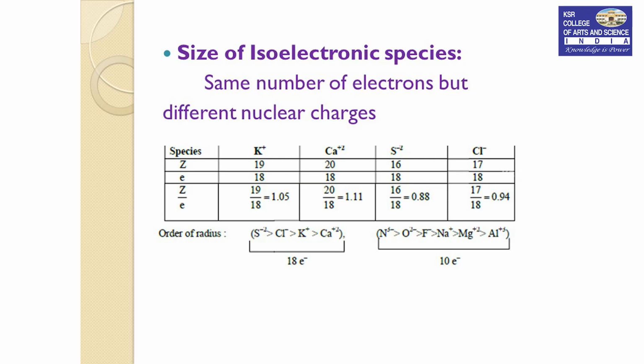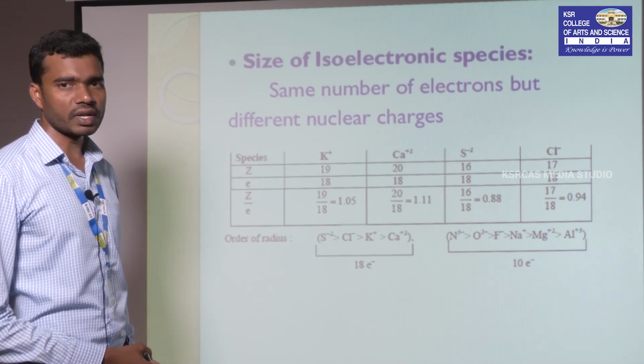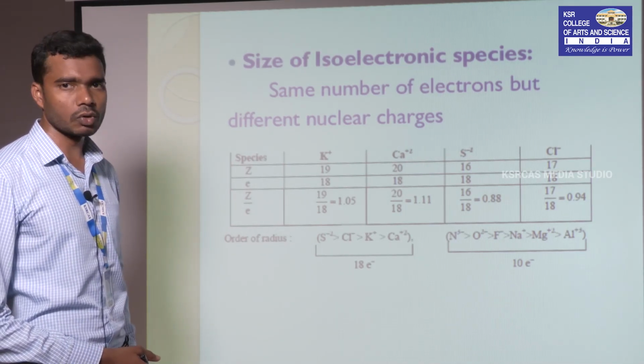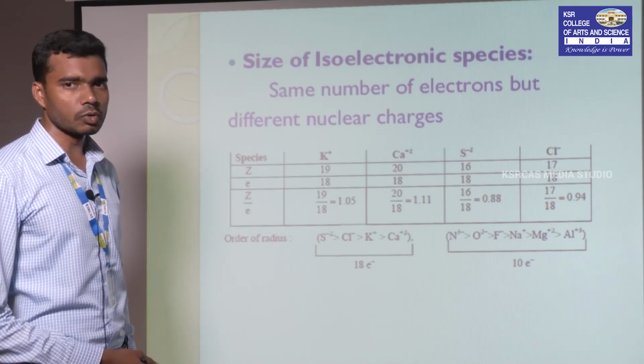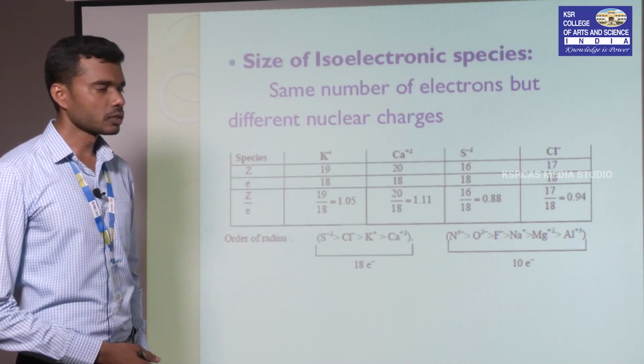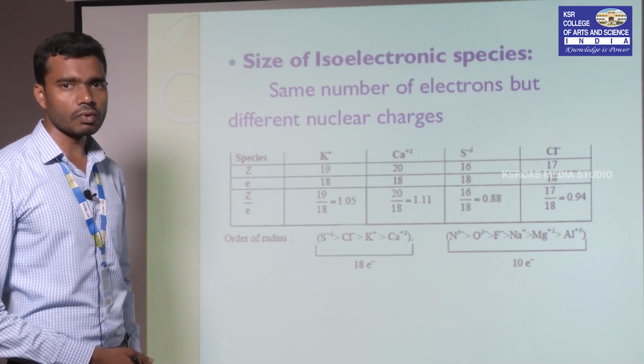If we apply the Z by E ratio, Z denotes the atomic number and E denotes the number of electrons. For example, for potassium plus, the atomic number is 19 and the number of electrons is 18. So 19 divided by 18 gives the value of 1.05. In the same way, for calcium 2 plus, the atomic number is 20 and the number of electrons is 18. So 20 divided by 18 gives the value of 1.11.